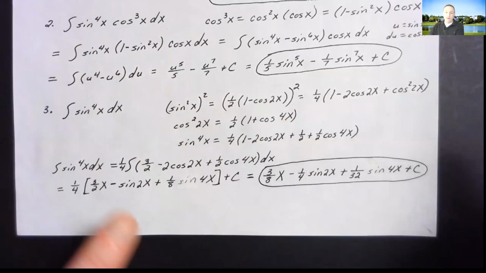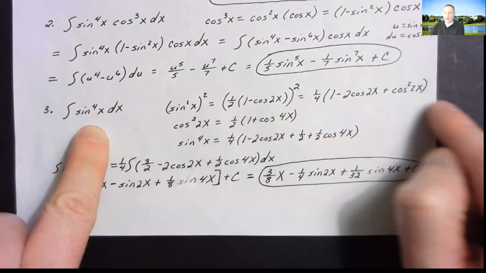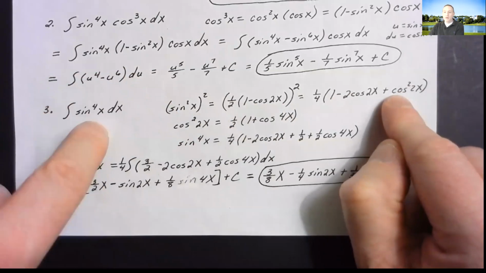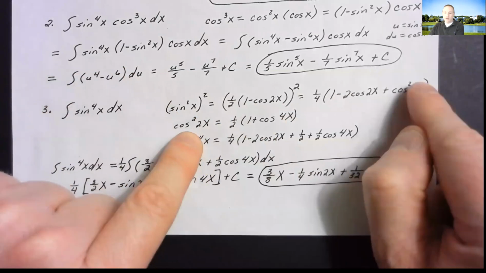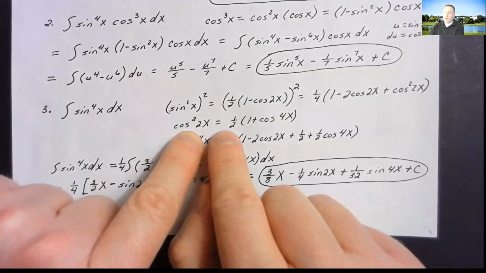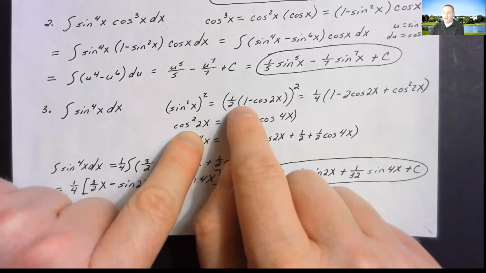So the problem here is you use the power reduction formula, but you still have a power on a trig function after you've done it. Okay. So now I use the power reduction formula on that cosine squared 2x in here. Your power reduction formula for the cosine function, it's extremely similar to the sine function.